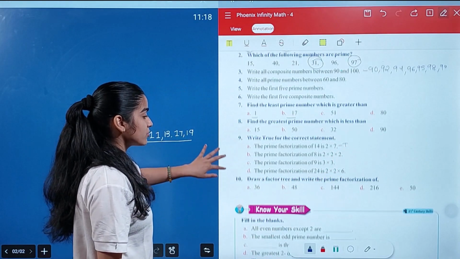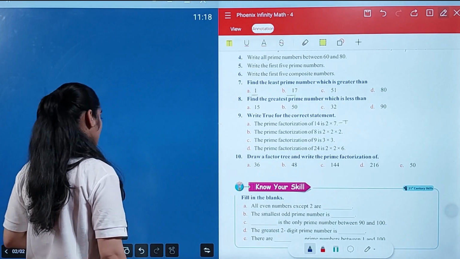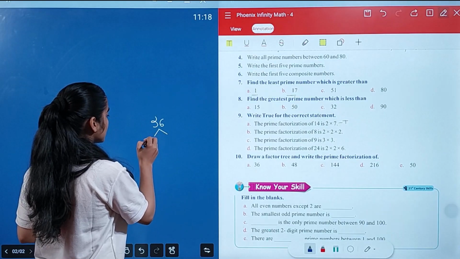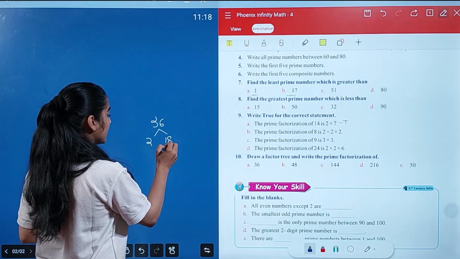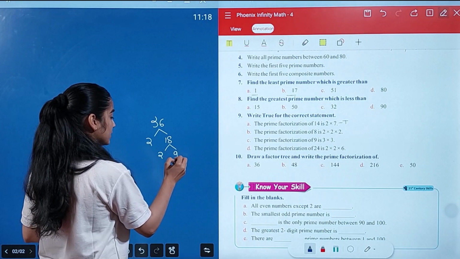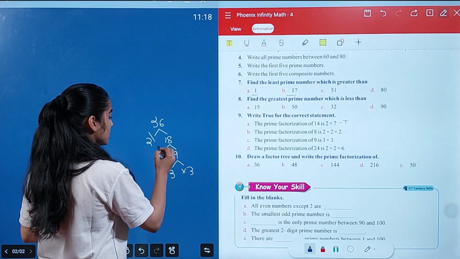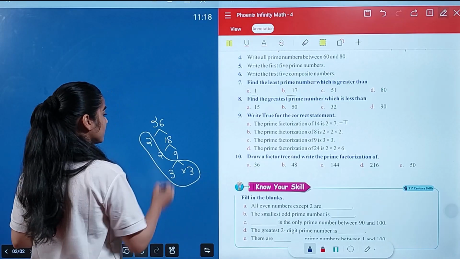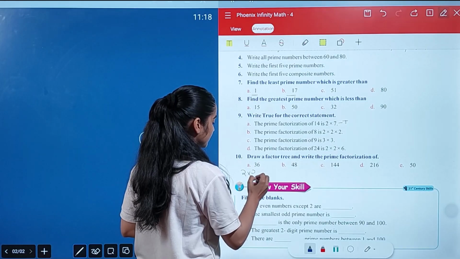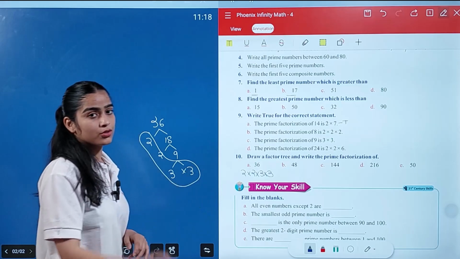Now draw a factor tree and write the prime factorization of 36. So how can you make a factor tree for 36? Further, I can divide 36 into 4 multiplied by 9, then 4 will be converted to 2 multiplied by 2, then 9 will be converted to 3 multiplied by 3. So these are all your prime factors. 2 multiplied by 2, 3 multiplied by 3. So in the same way you have to solve the rest of the questions you have.